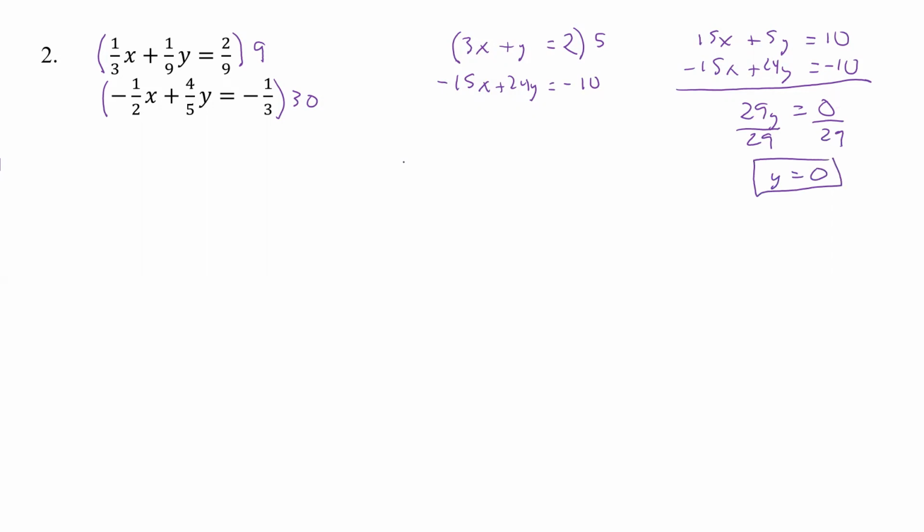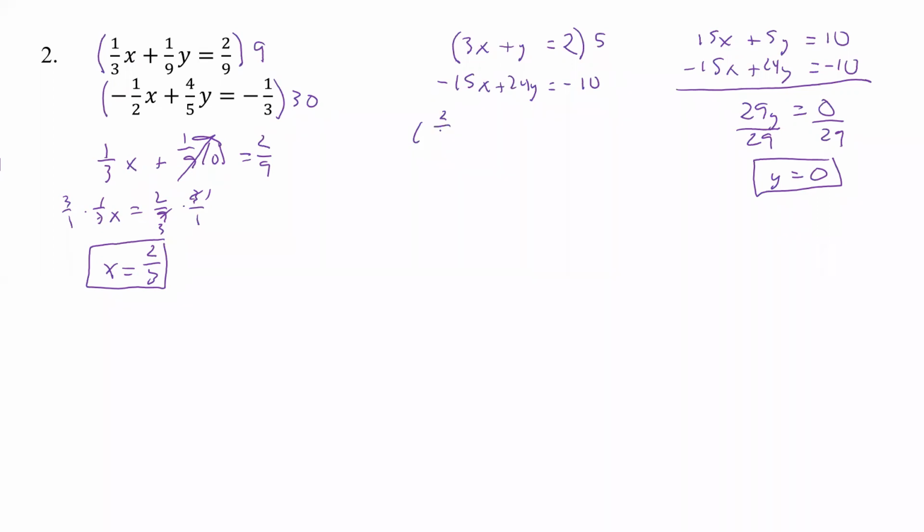Now we can plug that back into one of the original equations. So this time I would suggest we do, just in case. So then we have 1/3 x plus 1/9 times 0 equals 2/9. Well, this is gone. So we get 1/3 x equals 2/9, multiplied by 3 over 1 on both sides. Well, that goes in here once, it goes in here 3 times. So we get x equals 2/3. Okay, so we get 2/3 comma 0 as our solution to this system.